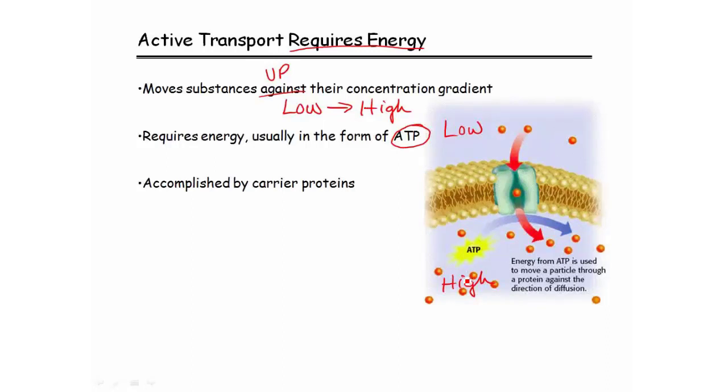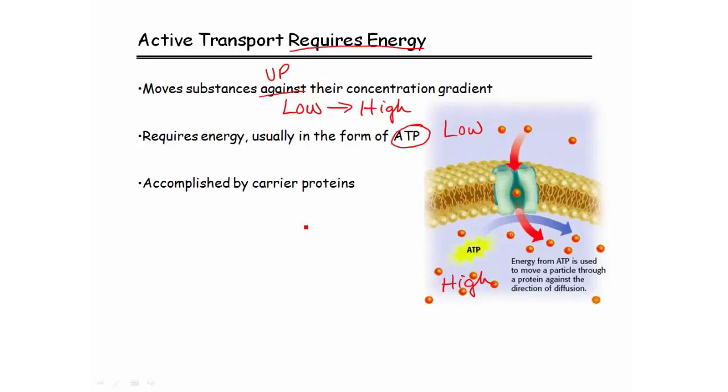So we're going to have a carrier protein involved here. That carrier protein is going to pick the molecules up from the low side and it's going to transport them to the high side that we see. As long as we have energy available, we're able to move these molecules up their concentration gradient, or from a low concentration to a high concentration.